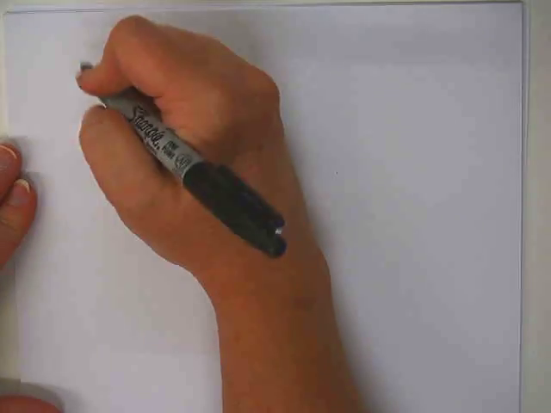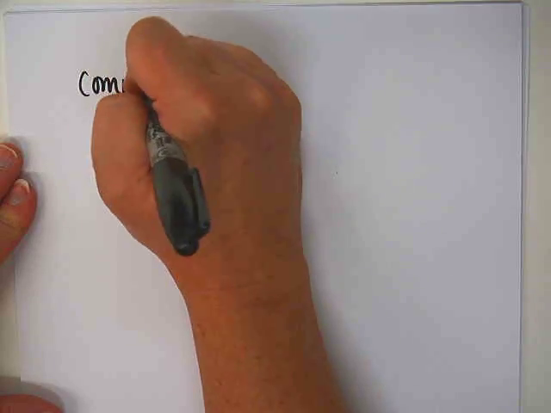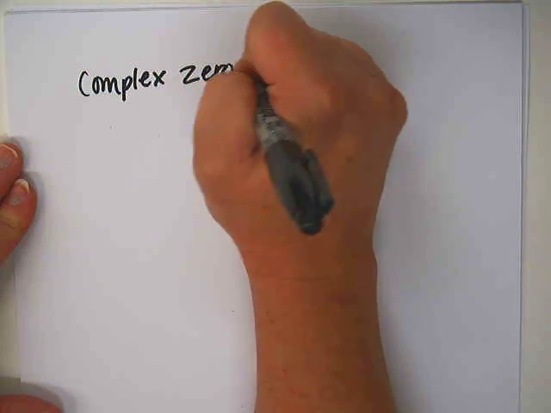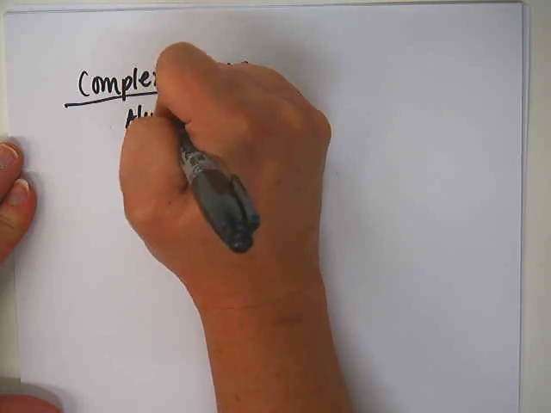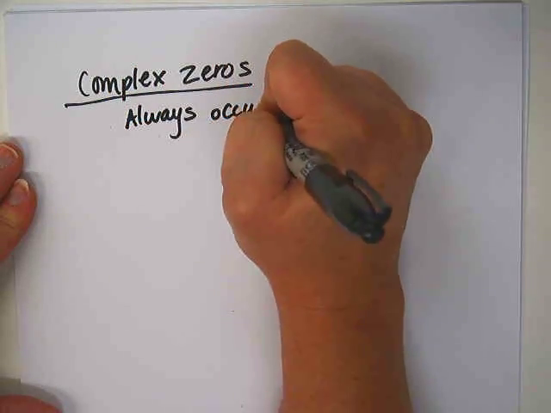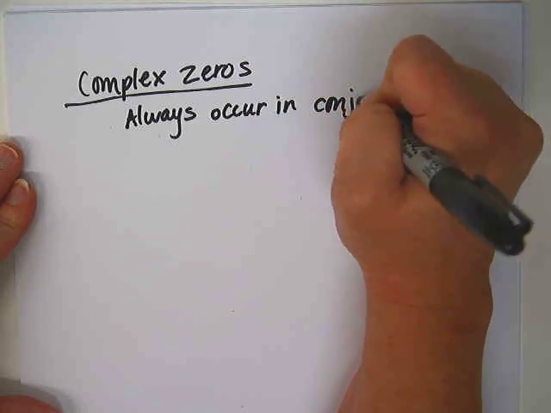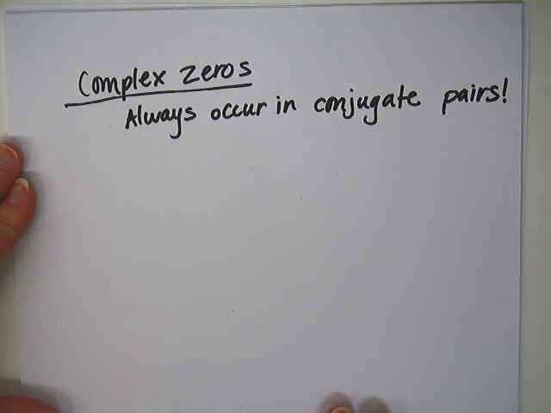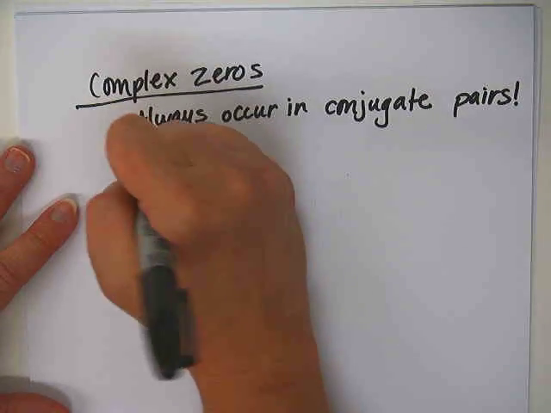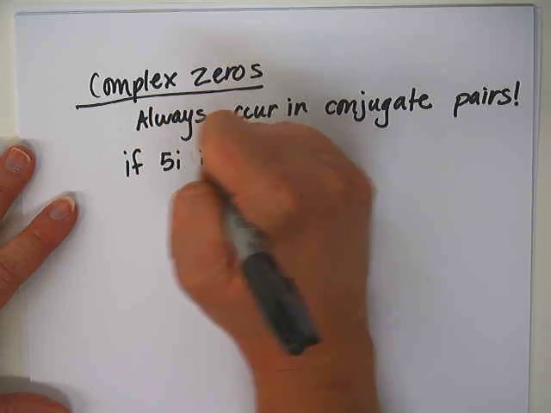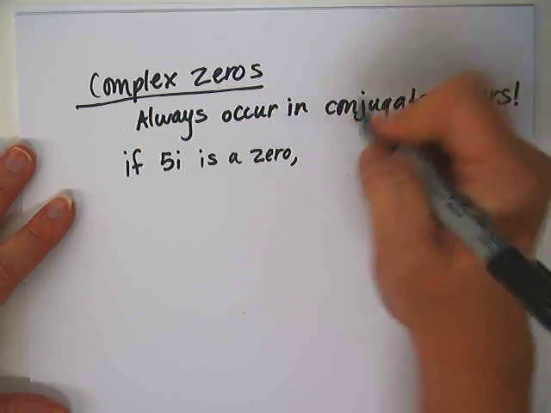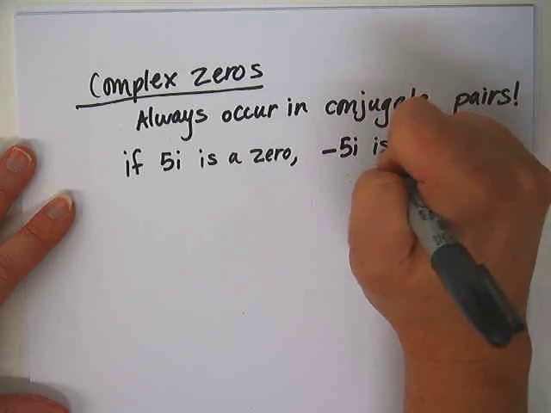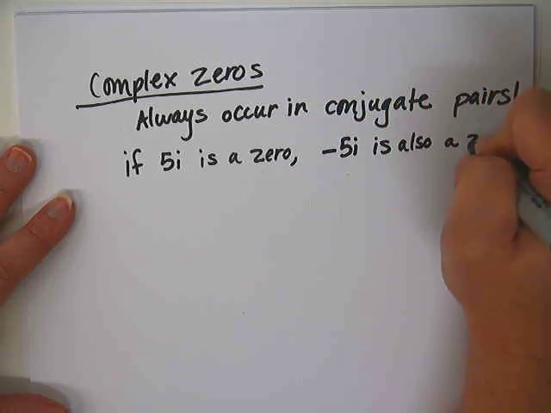Complex zeros always occur in conjugate pairs. Okay. Complex zeros always occur in conjugate pairs. For example, if 5i is a zero of a polynomial function, negative 5i is also a zero.